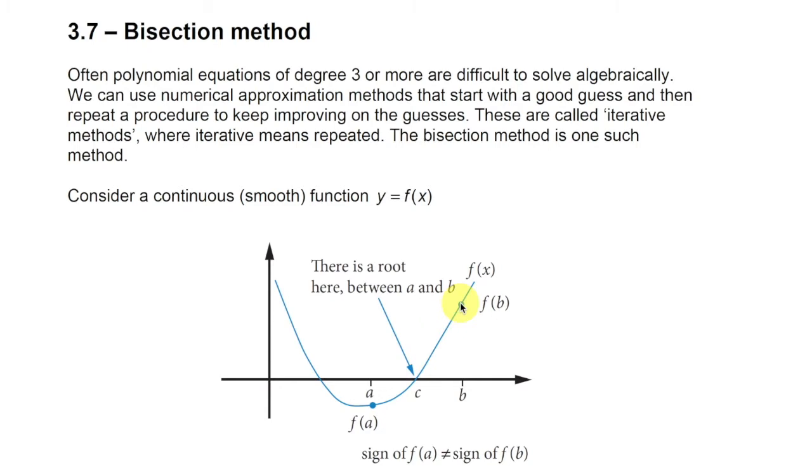What I can do to estimate where c is, is work my way along either side and reduce the interval here, ensuring that as I reduce the interval, one of the substitutions I get is positive and the other is negative. Let's take a look at what I mean by this.